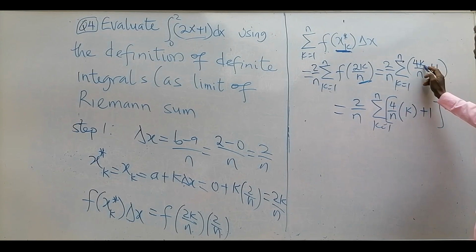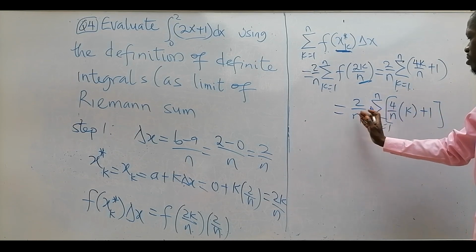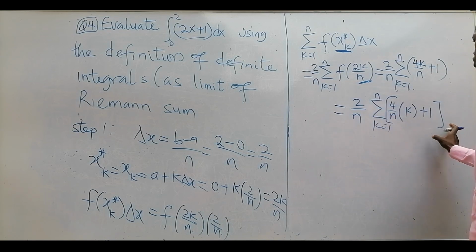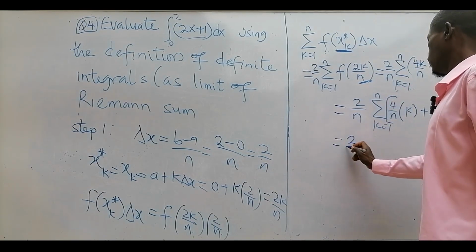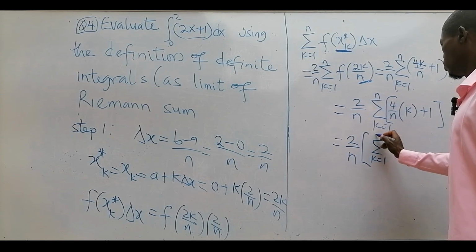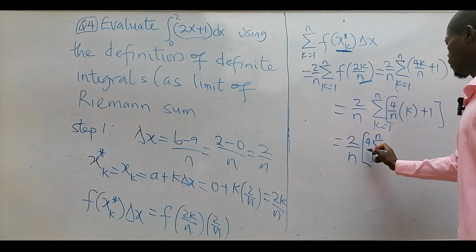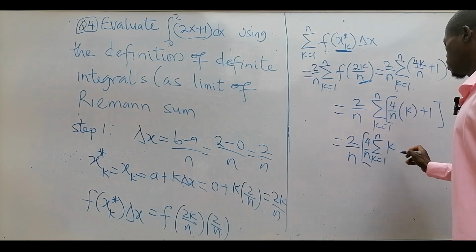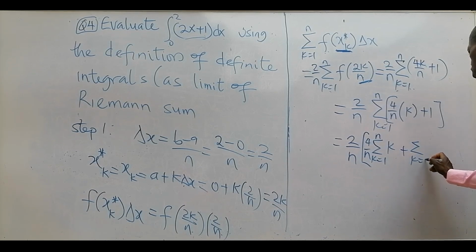Okay, let's have the k alone. Since it is a function of k, we are substituting for k, so anything that is not k, you can separate it and bring it outside. So that's what we have for this case, which is equal to 2 over n, sigma k equal to 1 to n, 4, I'll take this one outside, and then plus the sum from k equal to 1 to n of 1.